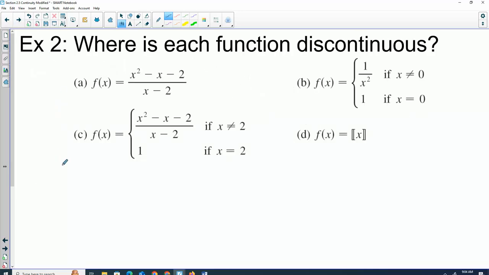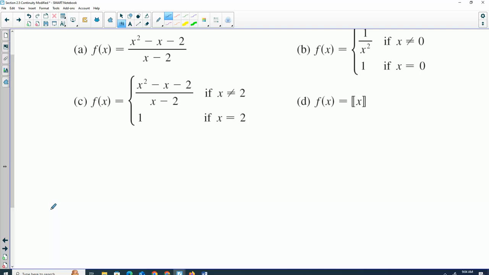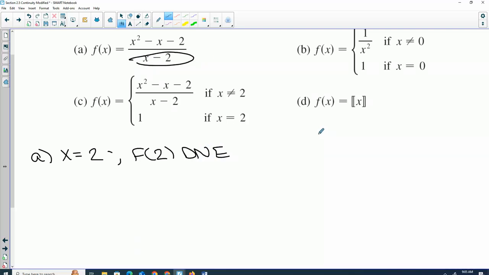Let's take a look at each of these and see if we can figure them out. I want to know where each of these would be discontinuous. Can you look at the equation and tell me where A would be discontinuous? 2. Why? So my reason is f of 2 does not exist. I can't plug a 2 in. So with fractions, the obvious is when the bottom is 0. That's when it's discontinuous.